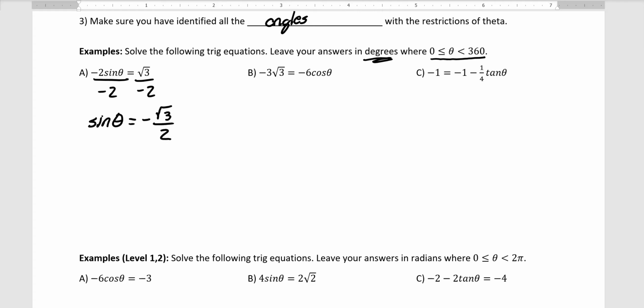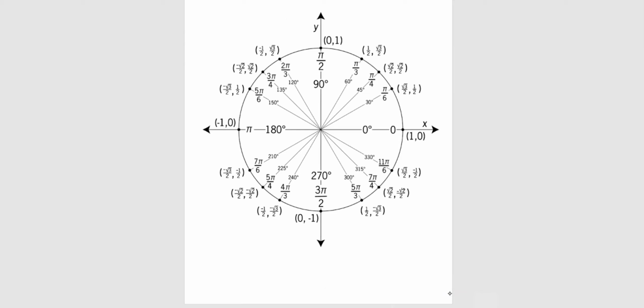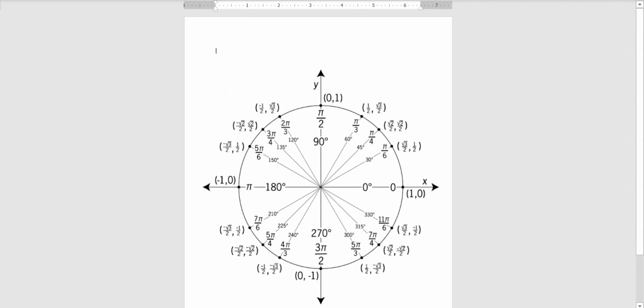-√3/2. Remember that sine of theta is y on our unit circle. So I want to find all the angles where y is -√3/2. Let's pull up our unit circle. The angles where y is -√3/2. Well, let's look around here, and we will be able to find a couple.